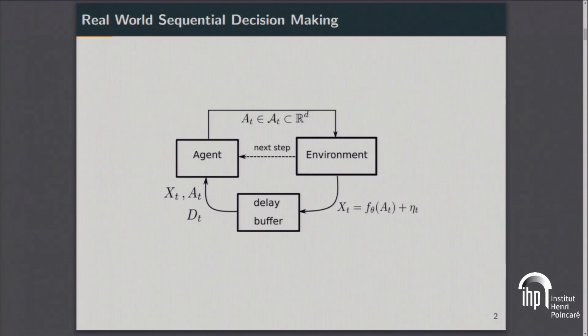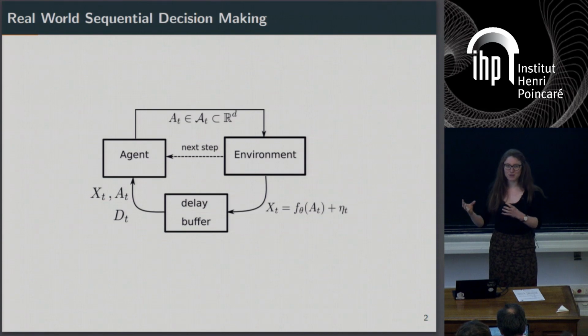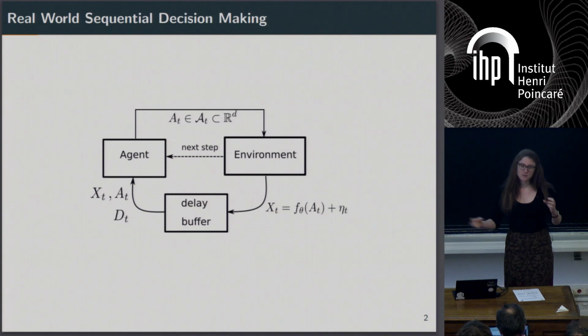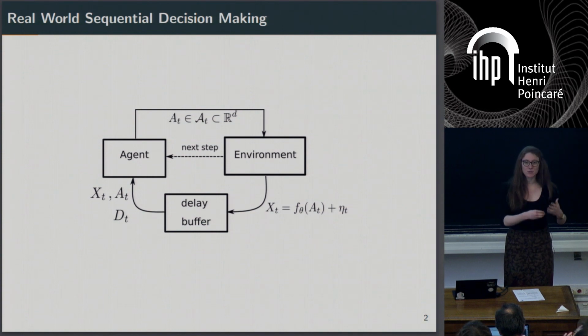So I would model that by a delay buffer. The agent sends an action. This is a recommendation. The environment does something, like sends a feedback. And then this feedback stays stuck in a delay buffer that generates some random delay, d_t here. And after a while, this feedback is sent together with the action to the agent, who is going to be able to update their policy.